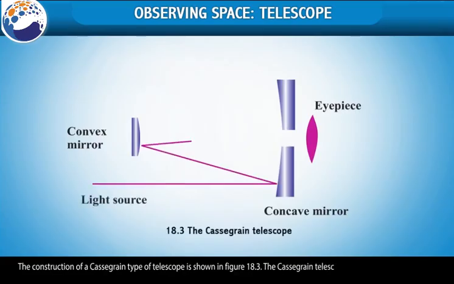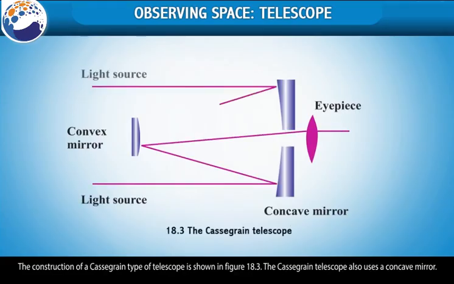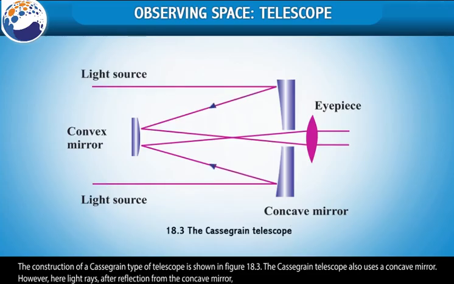The Cassegrain telescope also uses a concave mirror. However, here light rays after reflection from the concave mirror are reflected back towards it by a small convex mirror. They pass through a hole at the center of the concave mirror and then through the eyepiece situated at the back of the mirror. The eyepiece gives us a magnified image of the source.